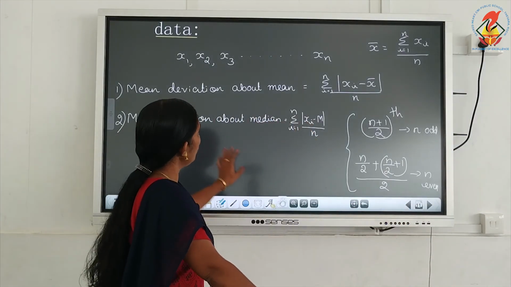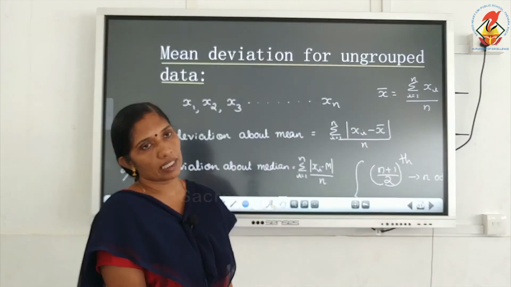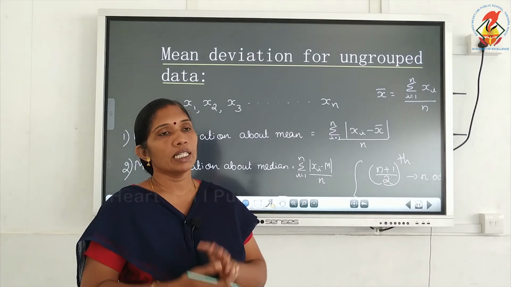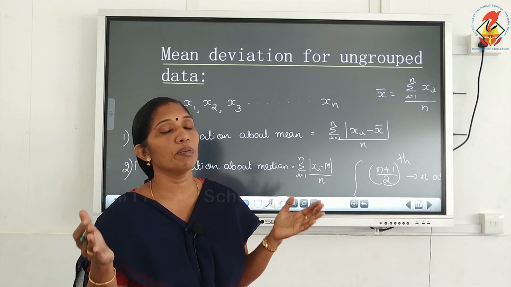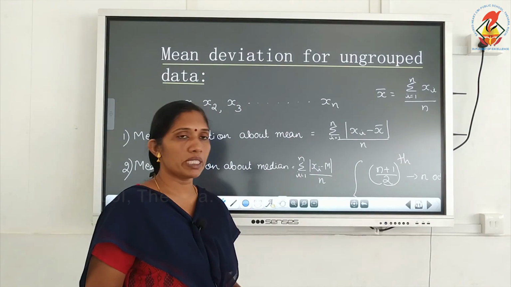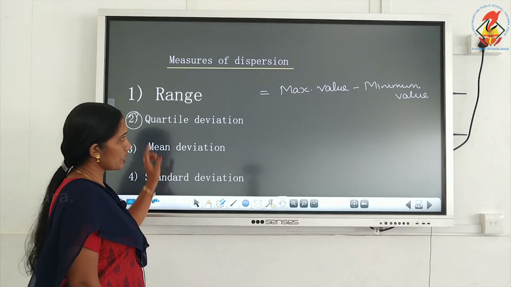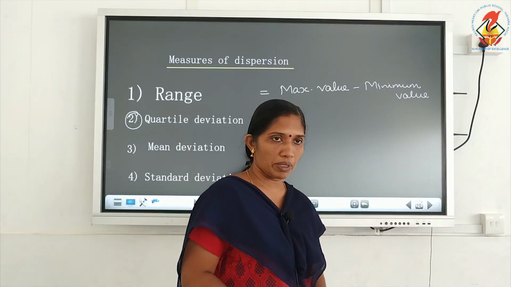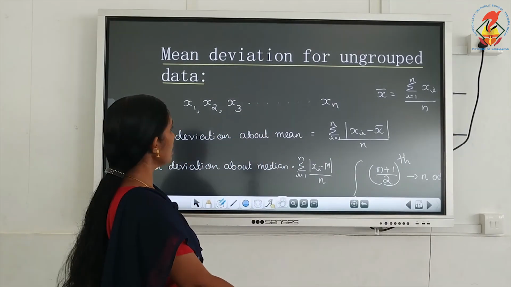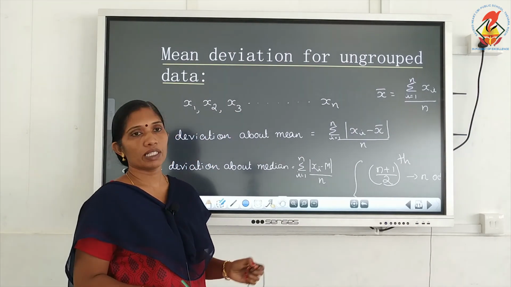Okay, so I hope you understood this mean deviation for ungrouped data. Like the measures of central tendency, mean, median, mode, we have measures of dispersion. That is, the variability of the data is also important, that is another factor. Based on that we have 4 measures: range, quartile deviation, mean deviation and standard deviation. Range means the maximum value minus the minimum value, and here we have to learn only mean deviation and standard deviation. So for ungrouped data, learn the formula. Grouped data we can learn in the next class.